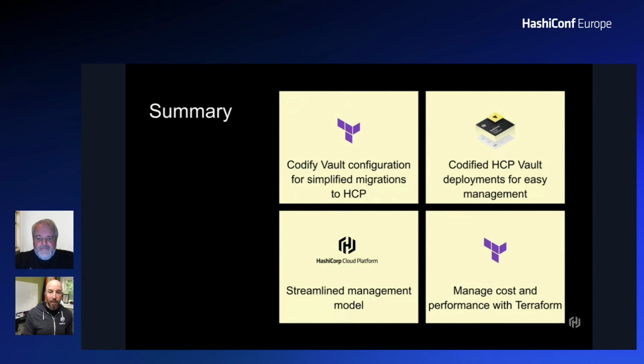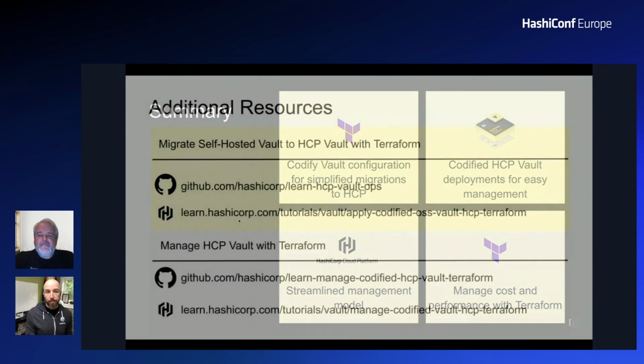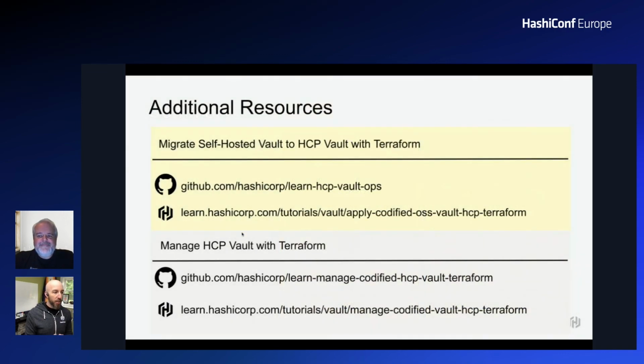You can add performance replication, you can manage path filters, and this is all done directly through Terraform. There's no need to access Vault in order to manage path filters. And you can also manage costs. So once your environment's at a point where all those resources aren't needed, you can apply the appropriate tier to match the resource demand.